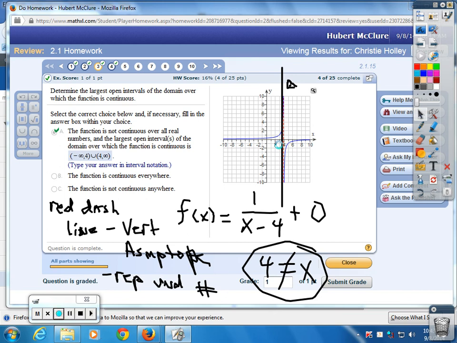Half of 2 is what? 1. Half of 1 is a half. Half of that is a fourth. Half of a fourth is an eighth. Half of an eighth is a sixteenth. Half of a sixteenth is a thirty-second. You never do touch the what?